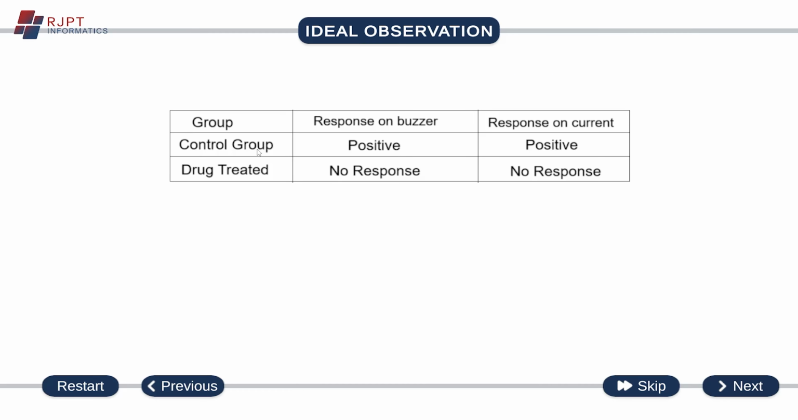We will draw this observation table for the experiment. One row will be for the control group and one will be for the drug treated group. The columns are for the response to the buzzer and the response to the current. So we will observe the response to the buzzer and the current.